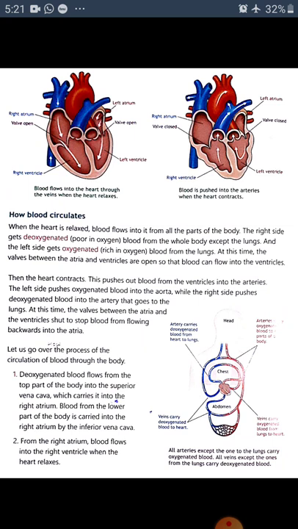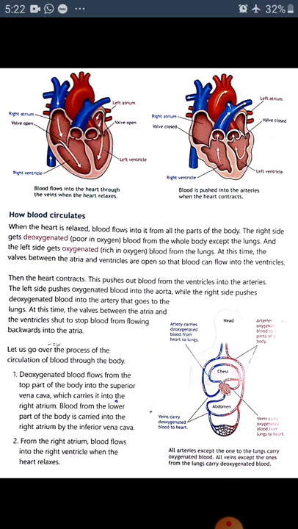The valves, my dear students, are devices that control the flow of a gas or fluid through a pipe. Valves between the atria and ventricles are open so that blood can flow into the ventricles. Atria means a similar space in other buildings. Ventricles means any small cavity within a body, a hollow part of the organs.